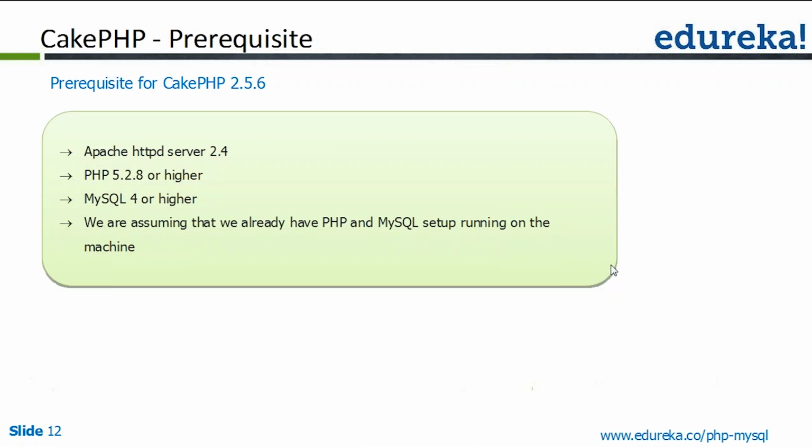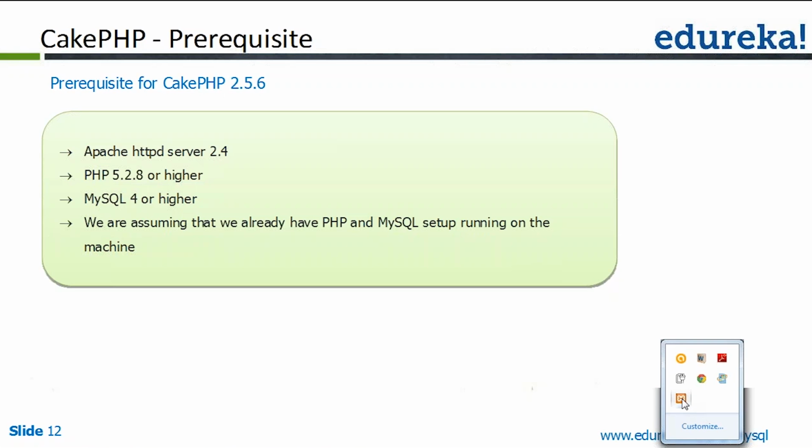And we are assuming that we already have PHP and MySQL. In order to use CakePHP, PHP, Apache, and MySQL must already be installed on your system. There are two ways to install this PHP stuff. Either you can install Apache, MySQL and PHP separately from their respective websites, or you can get a package called XAMPP or WAMP.